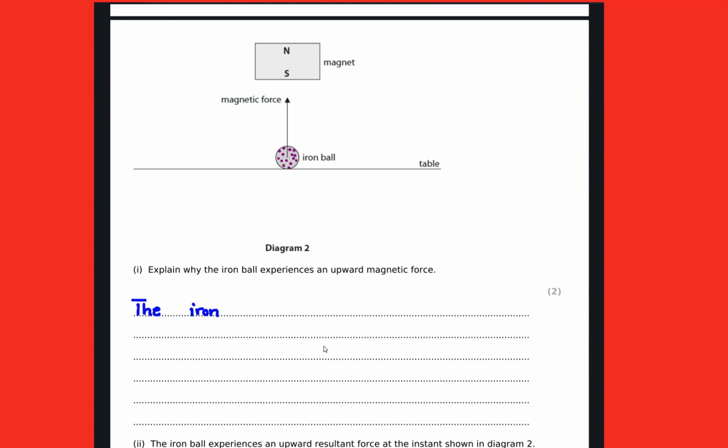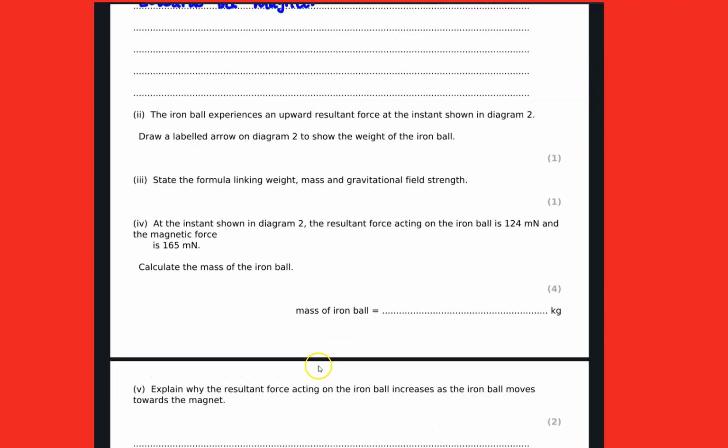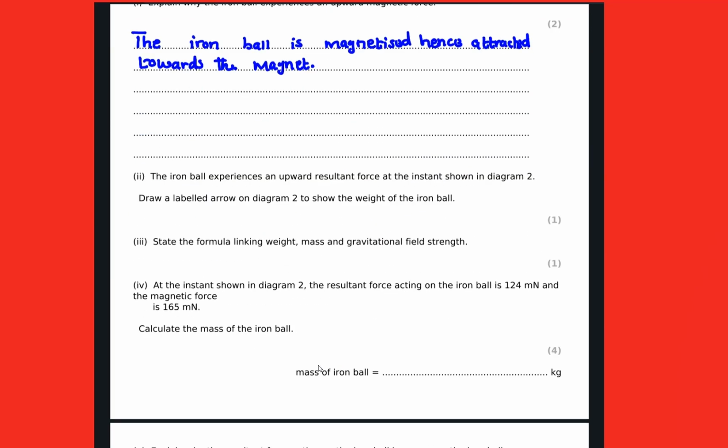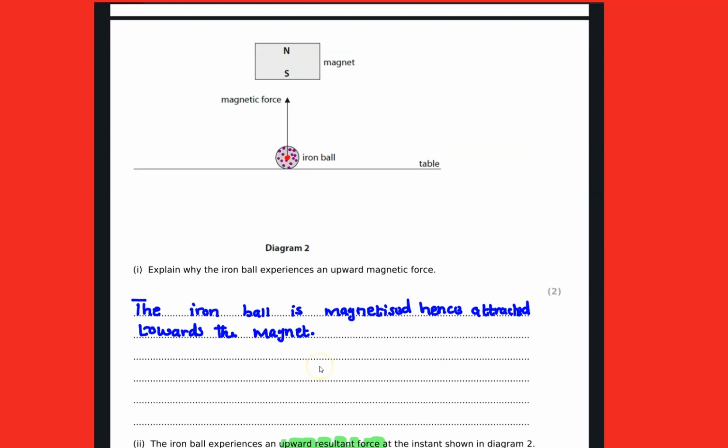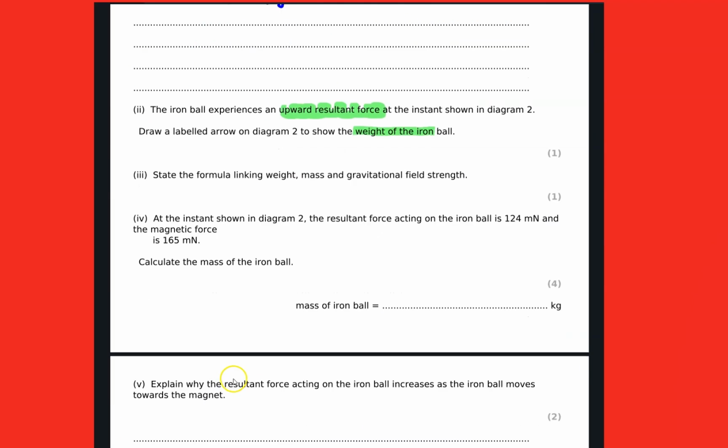In this particular part, we have to say the iron ball is magnetized, hence attracted towards the magnet. Draw an arrow on the diagram to show the direction of the weight. The direction of the weight will be acting downwards. Weight equals mass times gravity, or gravitational field strength, which we're going to use in order to work out the equation below here. Now, in order to get the weight, I believe this is clear.